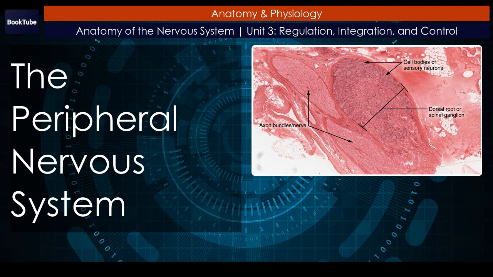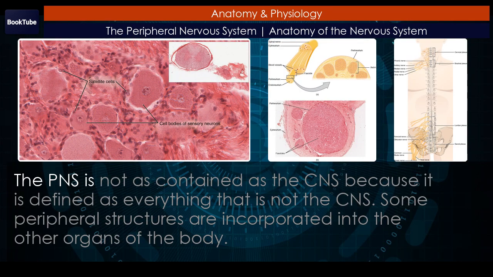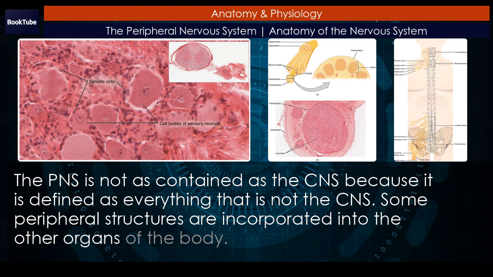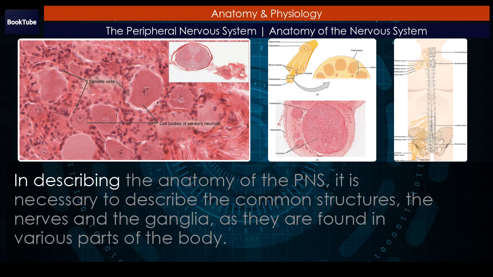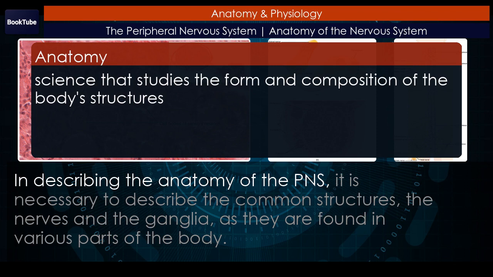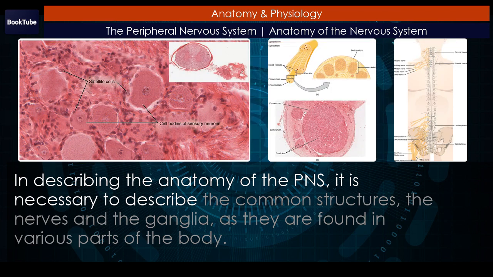The peripheral nervous system. The PNS is not as contained as the CNS because it is defined as everything that is not the CNS. Some peripheral structures are incorporated into the other organs of the body. In describing the anatomy of the PNS, it is necessary to describe the common structures, the nerves and the ganglia, as they are found in various parts of the body.